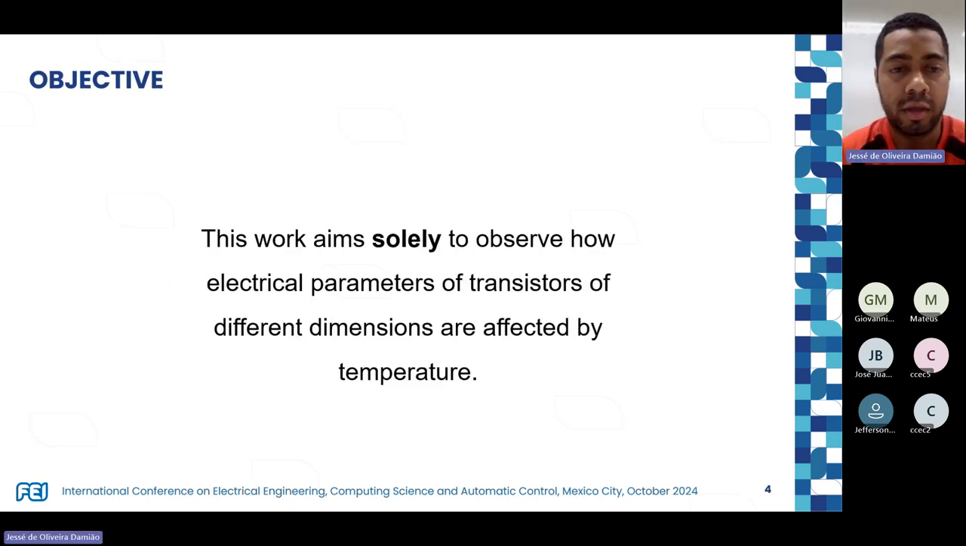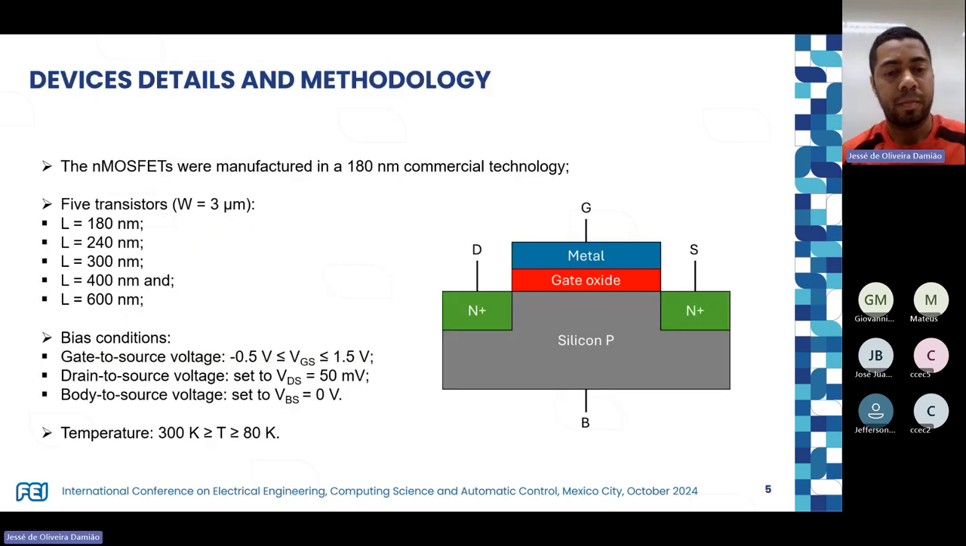So this work aims solely to observe how electrical parameters of transistors of different dimensions are affected by temperature variation. The devices studied in this work were manufactured in a 180 nanometers commercial technology. They are five transistors with channel widths of 3 micrometers and five channel lengths.